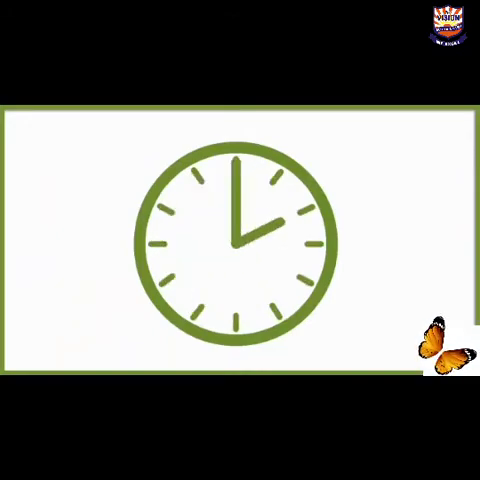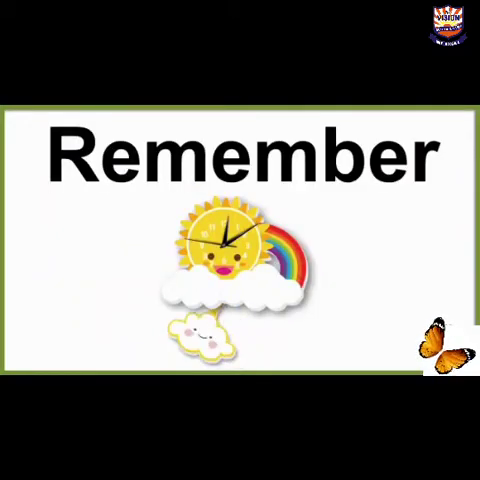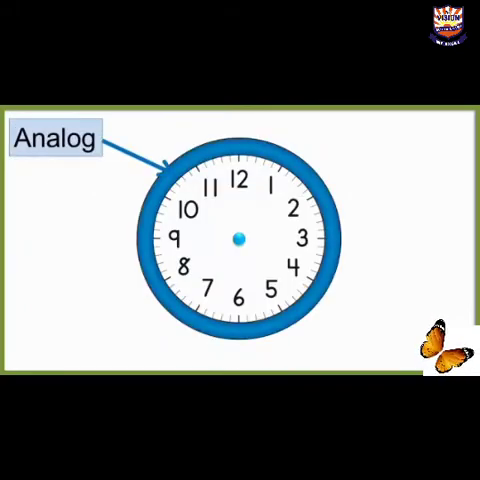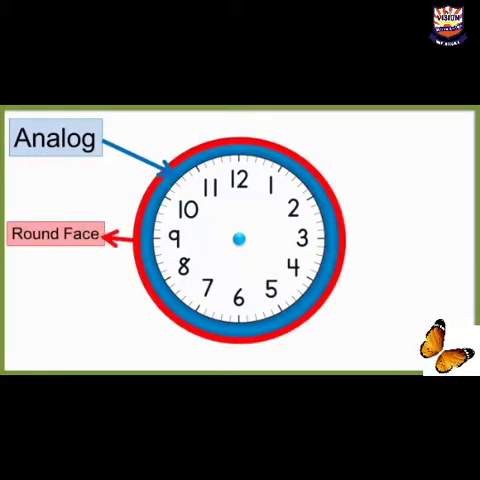Today we will learn about types of clock. Let's start. First of all, you need to remember a few things about clock. It is an analog clock. It has a round face.